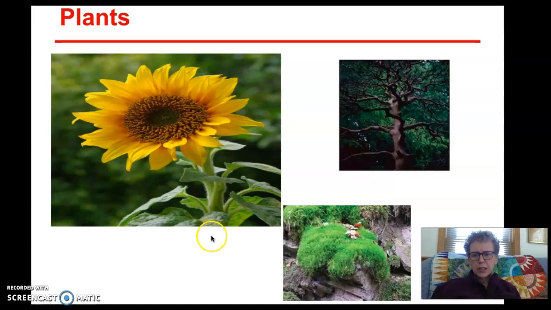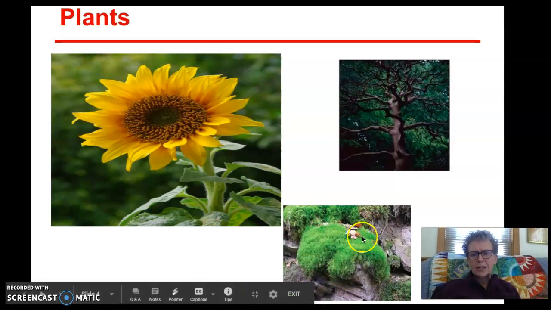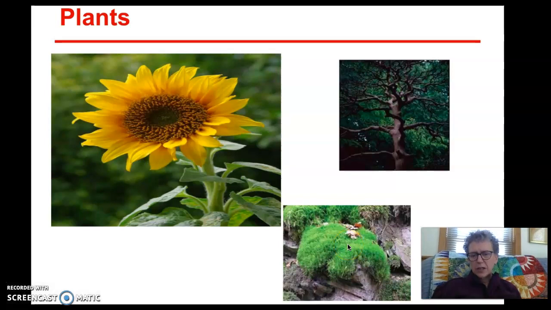One thing that kids get confused about is moss. Moss is indeed a type of plant. You know it's a type of plant because it's green. And being green, that means that it has chlorophyll and it is able to capture sunlight and make its own food. So moss is a type of plant, as well as flowers and trees and so on.